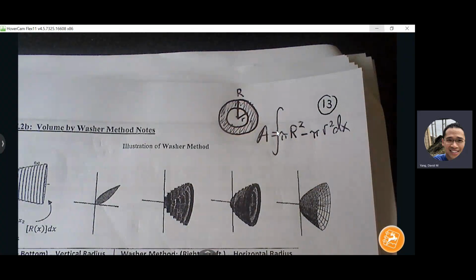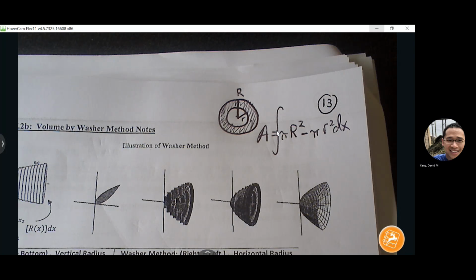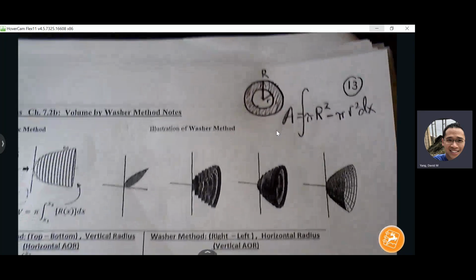Basically we're taking the area of that ring and extending it over the course of whatever that shape is. So if you understand this two-dimensional version of it, then we just put an integral in front, and that's our formula. So that's the big picture here.